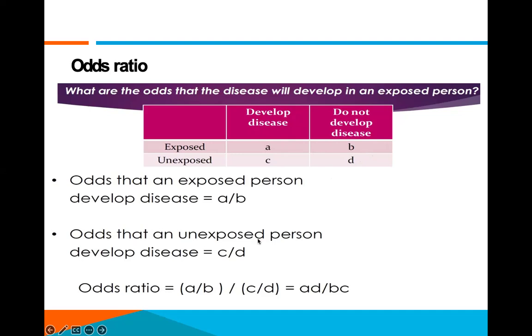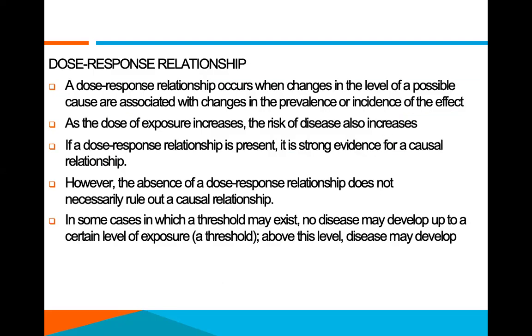Let's look at the odds that an unexposed person develops the disease. This is given by C over D. How do we therefore calculate the overall odds ratio? That is the proportion of people exposed developing the disease over people exposed not developing the disease, divided by people unexposed developing the disease over people unexposed not developing the disease. Mathematically, you can also calculate your odds ratio using these parameters. But all that I'm trying to say is that they also tend to describe the extent to which two factors are comparable. Let's look at dose-response relationships.